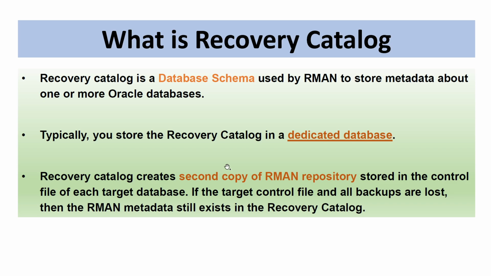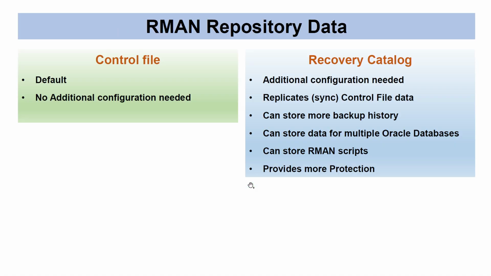The recovery catalog is nothing but a second copy of the RMAN repository data which is stored in the control file. So whatever is in the control file gets copied to the recovery catalog. The advantage of this is that if your target control files are lost, you will still be able to recover your database using the recovery catalog, if the backup information is stored in the recovery catalog. It's like a duplicate of your RMAN repository data. So if the control file is lost, you can still recover your database.